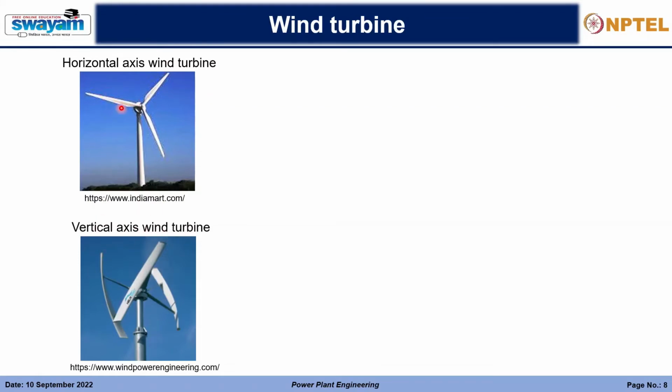The difference between these two is the axis along which the blades are rotating. So these are the blades, and they rotate along an axis which is in the horizontal direction. That is why this is called the horizontal axis wind turbine. And in the vertical axis wind turbine, the axis is in the vertical direction, and these blades rotate along the vertical axis. There can be various designs of blades.